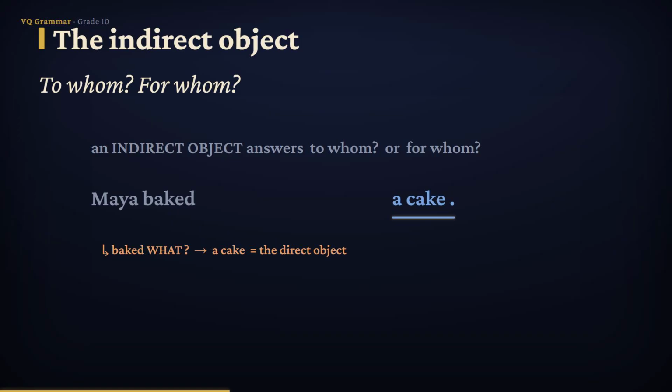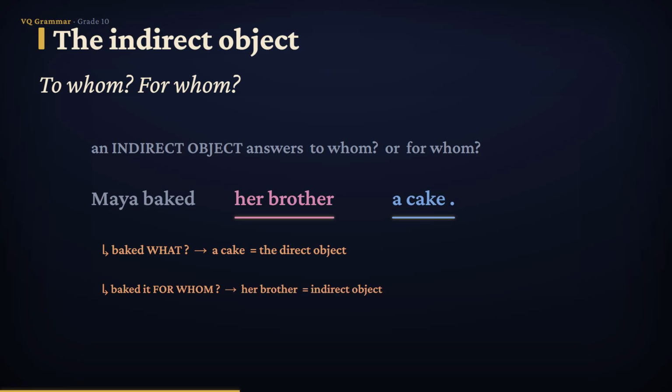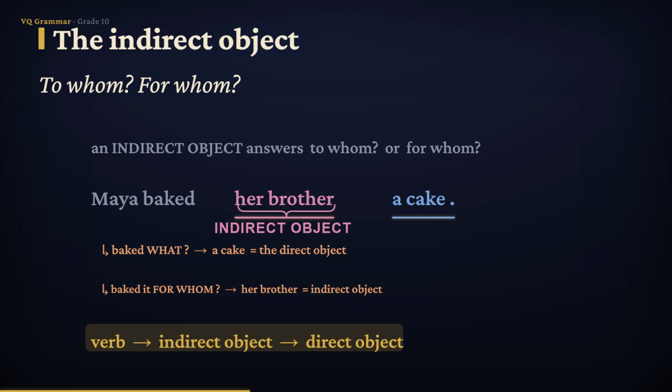But look what has slipped in ahead of it. The words her brother. Now ask the new question. Maya baked that cake for whom? For her brother. And that makes her brother the indirect object. Notice exactly where it lives. It does not sit at the end of the sentence. It slides in between the verb and the direct object. Verb, then indirect object, then direct object. That order is your best clue.